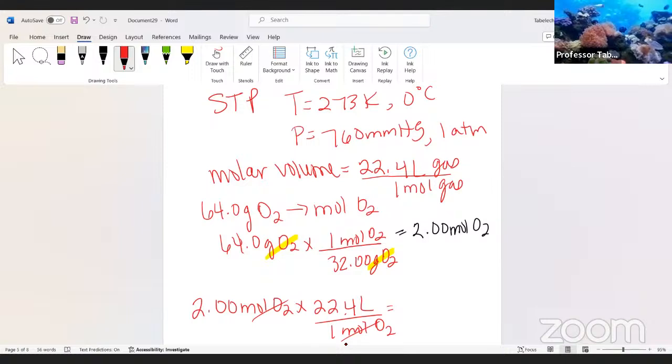So your answer is 44.8 liters of oxygen. 44.8 liters of oxygen at STP, if you want to be more specific, at STP.